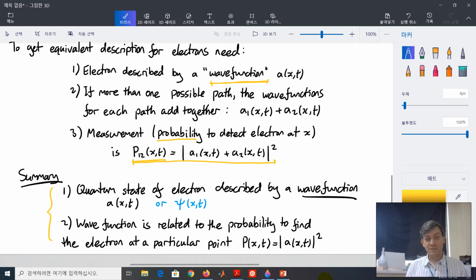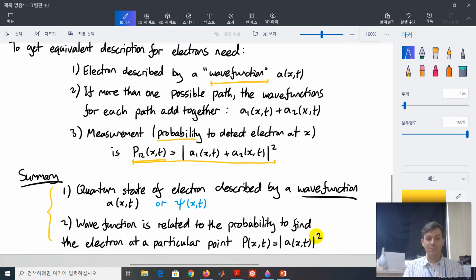Okay, so in the last video we talked about the two-slit experiment, and we said that in order to understand the wave-like behavior of electrons in this experiment, we should consider the state of the electron as defined in terms of this wave function, which is a function I called A, which depends upon position and time, and also that the probability to detect the electron at a particular point, x and t, should be equal to the absolute value of this wave function squared.